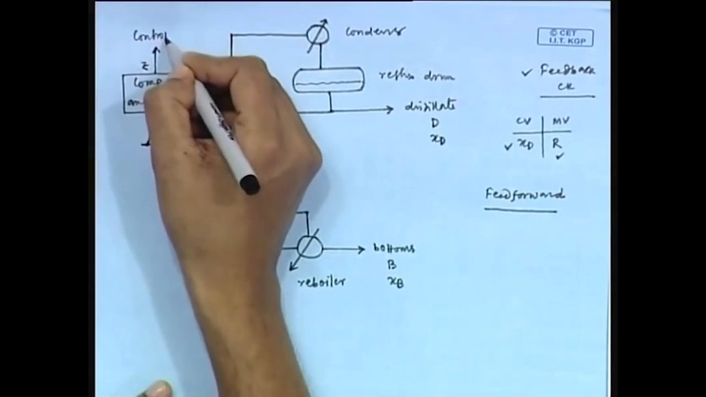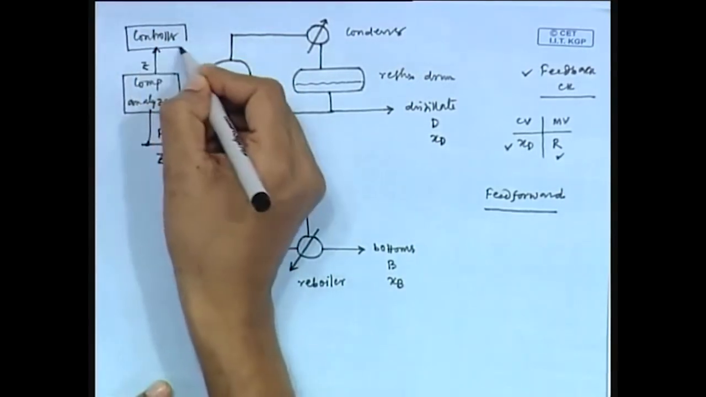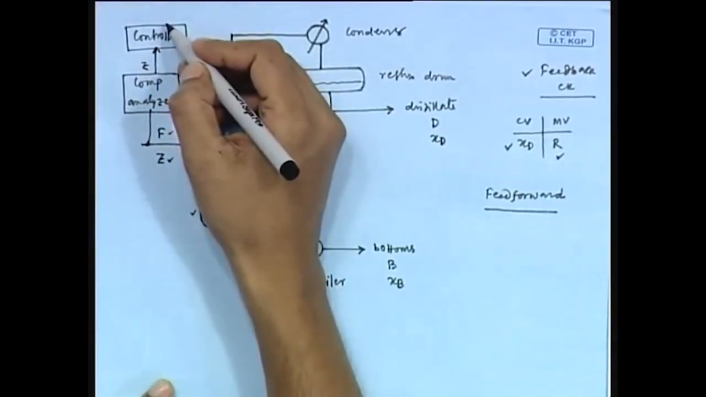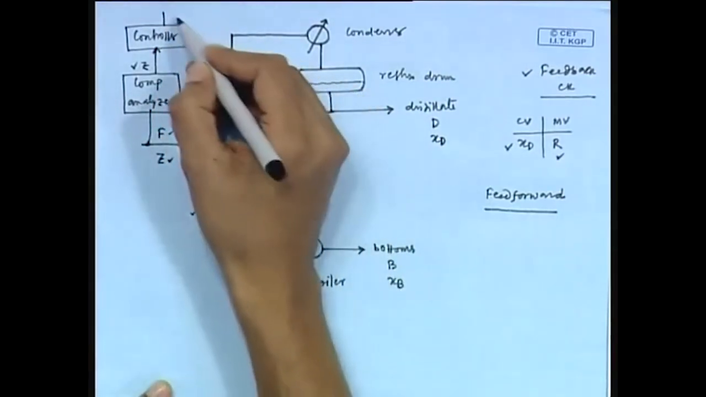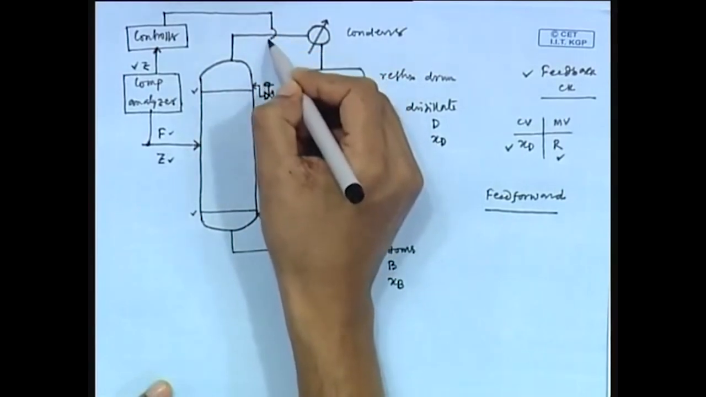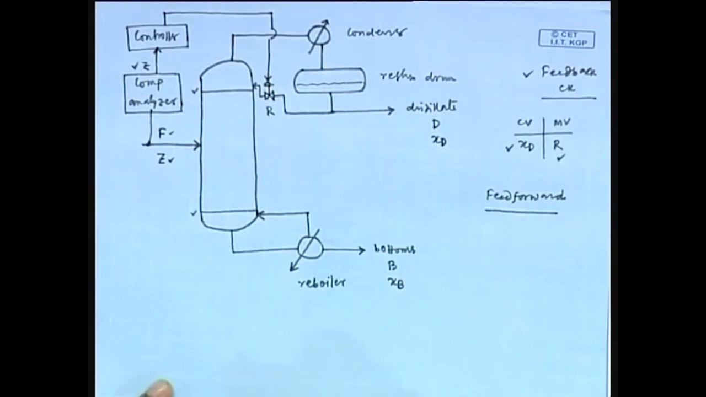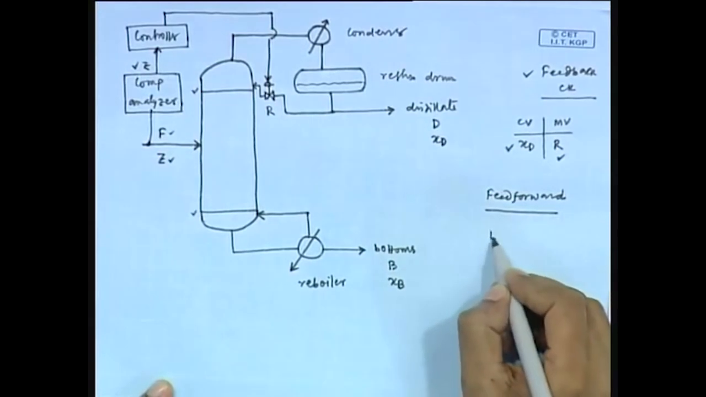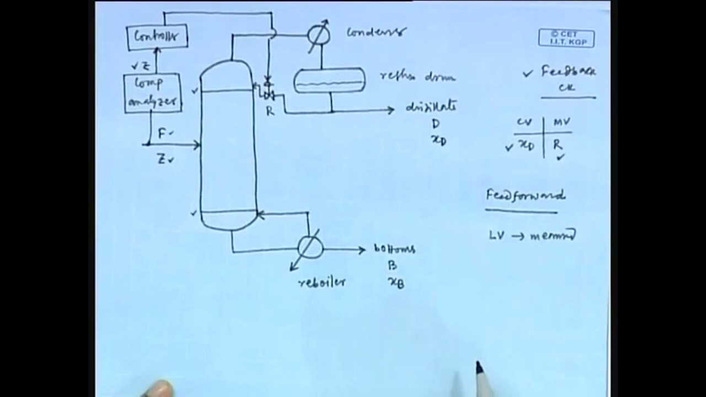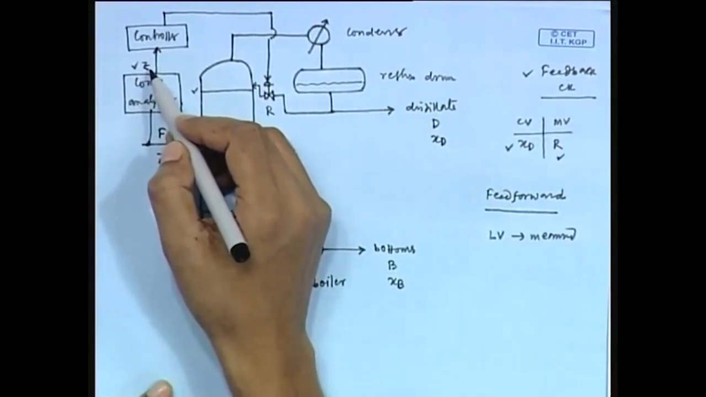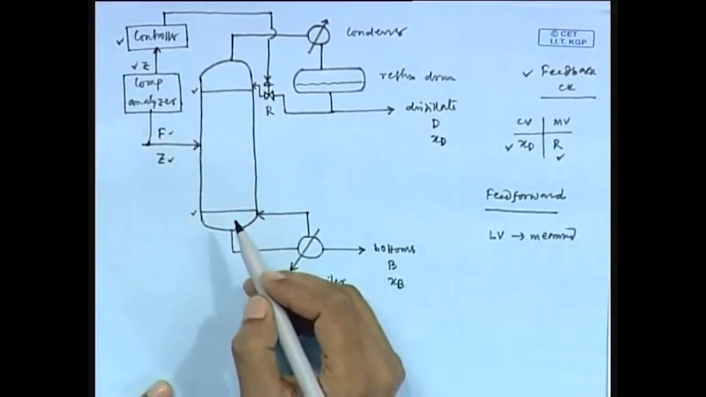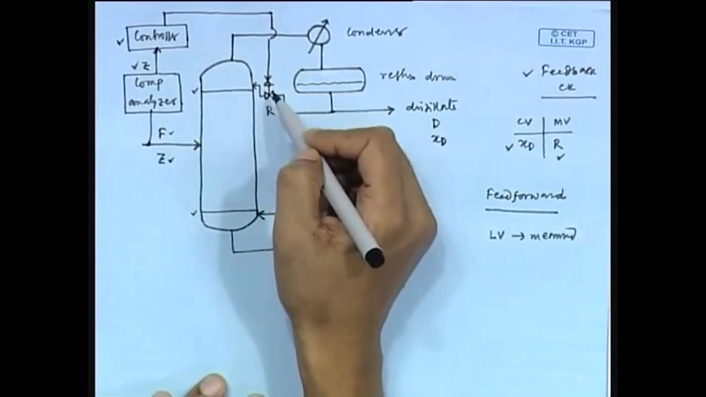Then this information Z goes to the feed forward controller. This is the block for feed forward control scheme. Then this feed forward controller calculates the control action based on this feed composition, and this control action is implemented through this control valve. Fine. For the feed forward control scheme, the disturbance variable or load variable is measured using one composition analyzer. Then that measured feed composition information goes to the feed forward controller. Then the controller calculates the control action, and that control action is implemented through this control valve.